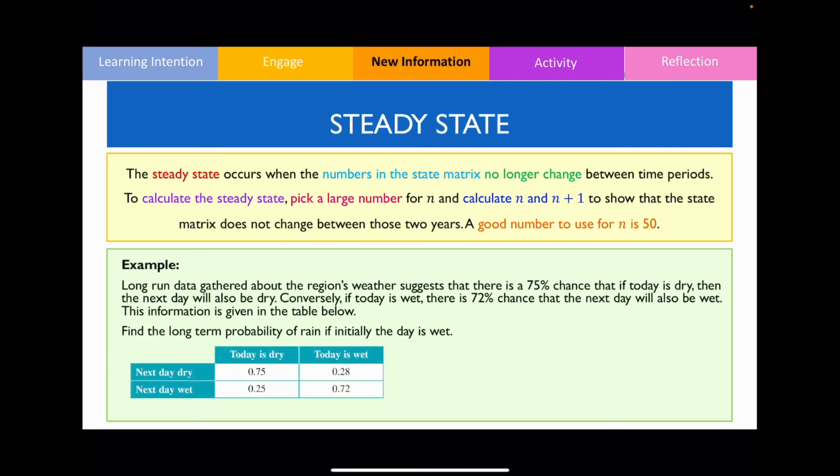So let's use this example over here. I'm not going to read this question with you at all, but ultimately it wants us to find out what is the long-term probability.